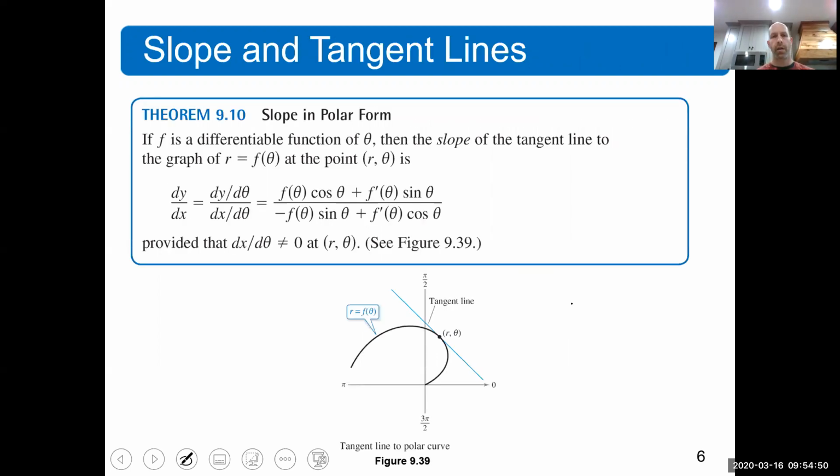Okay, so finding derivatives in polar form is a little bit more complicated. The book does a derivation. I'm going to skip over that, and I'm going to tell you right now, here's the formula. It involves the product rule of the top and the bottom separately, but that's the rule. For dy/dx, it's going to be f(theta) cosine theta plus f prime(theta) sine theta, divided by negative f(theta) sine theta plus f prime(theta) cosine theta.